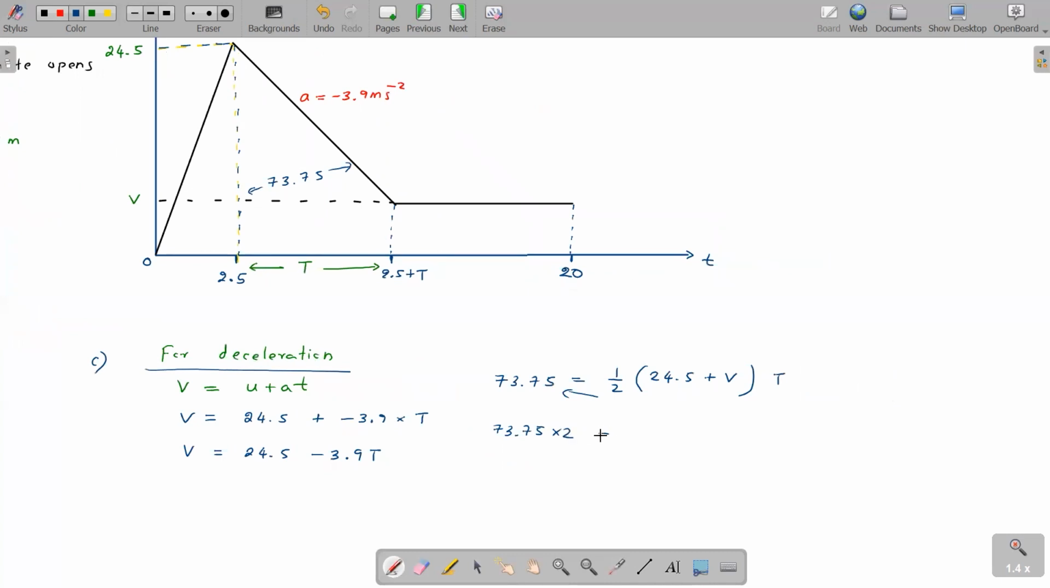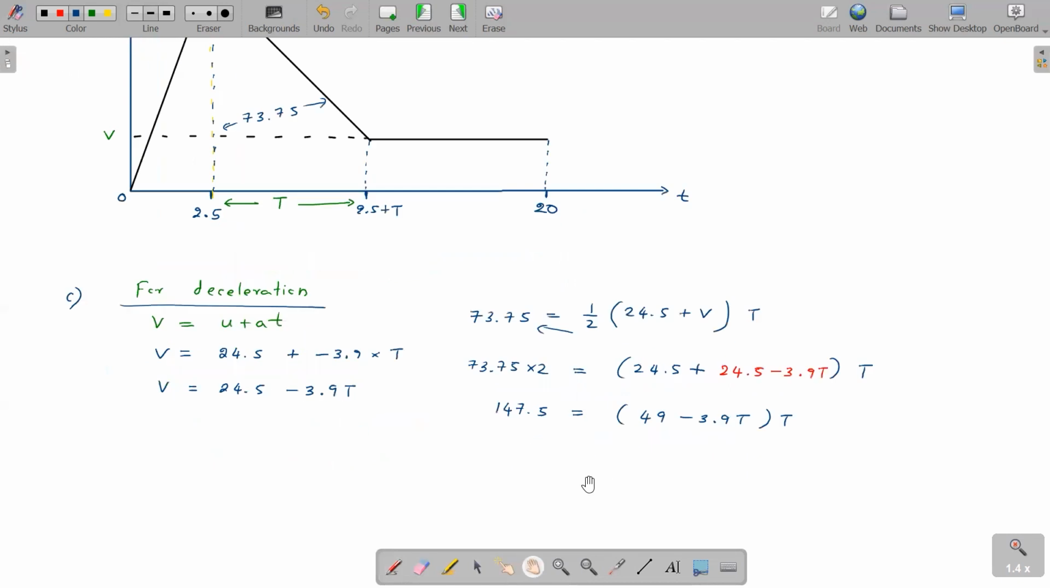73.75 multiplied by 2 equals 24.5 plus V, and V is 24.5 minus 3.90T, into T. 73.75 times 2 is how much? 147.5. Inside here, 24.5 plus 24.5 is 49, minus 3.90T, into T.